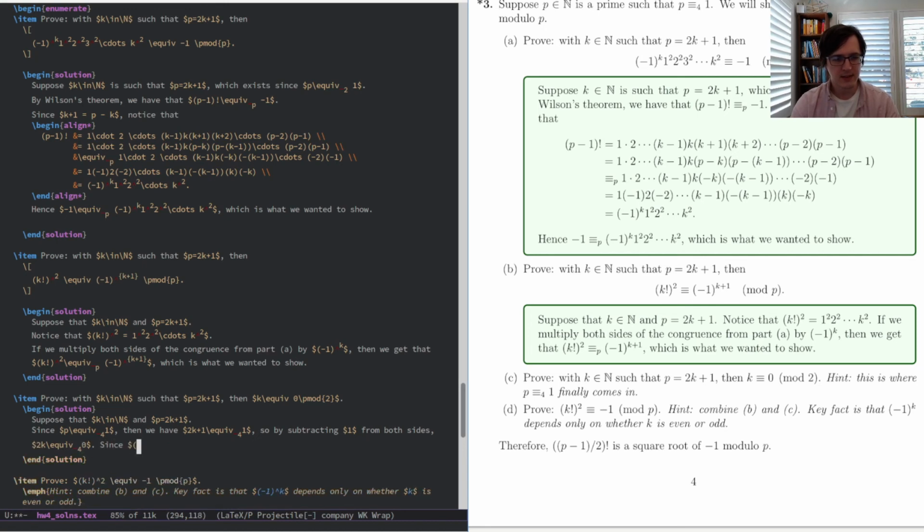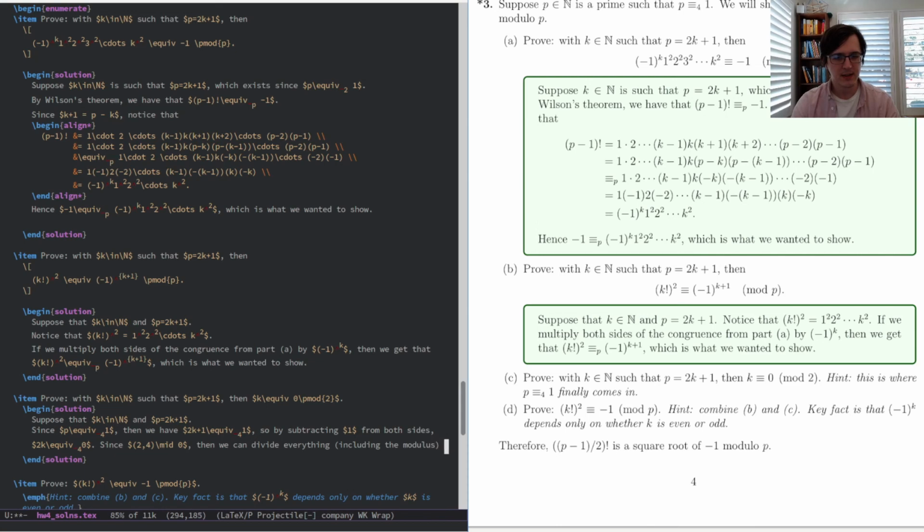Since the GCD of 2 and 4 divides 0, because everything divides 0, then we can divide everything, including the modulus, by 2, which is the GCD of 2 and 4, to get an equivalent congruence. Namely, k is equivalent mod 2 to 0, which is what we wanted to show. So that's one way to prove it.